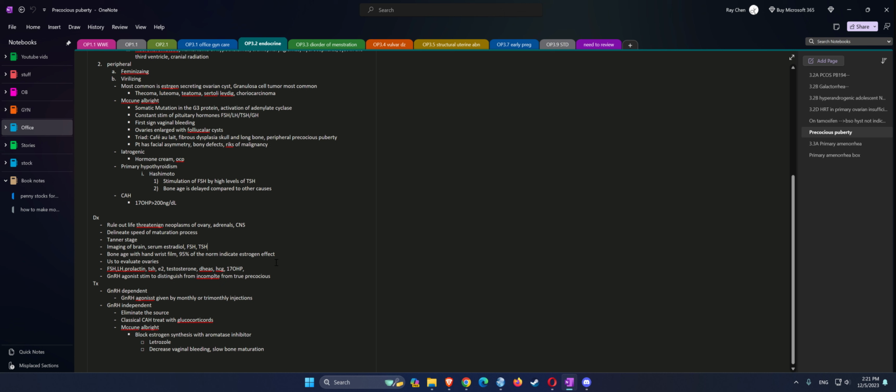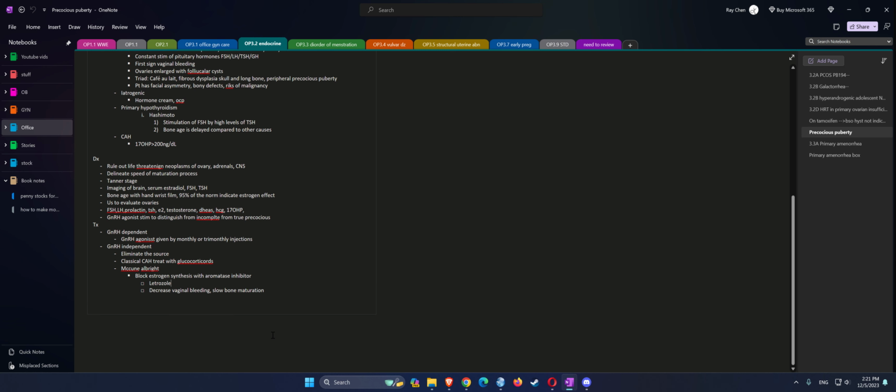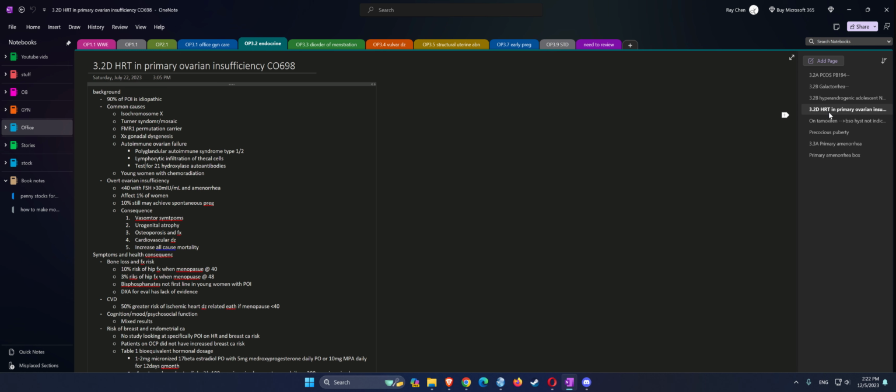And then the treatment is basically Lupron, or whatever the underlying reason is. Unless it's a tumor, in which case we'd be removing that. For McCune-Albright, the treatment is to block the estrogen synthesis with aromatase inhibitors such as letrozole.